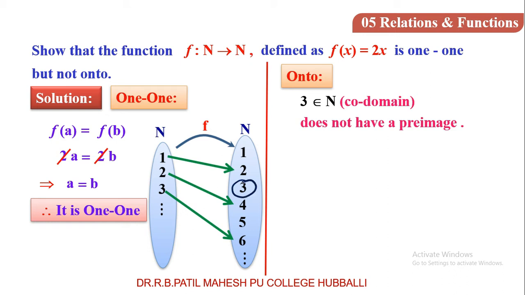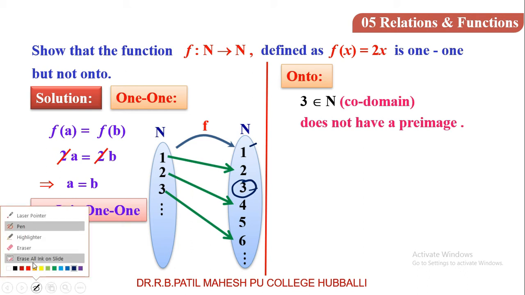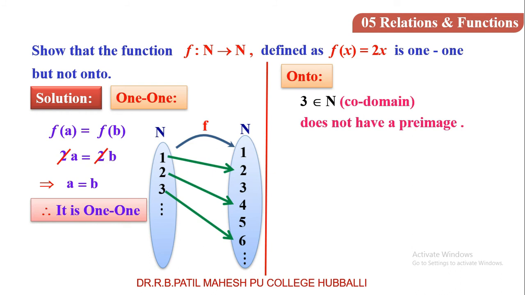3 is an element in the codomain, but this is not an image of any element in the domain. So we call it as 3 is not having any pre-image. When 3 is not an image, definitely 3 will not have a pre-image. Therefore, it fails the definition of onto. Hence we call the function is not onto function.